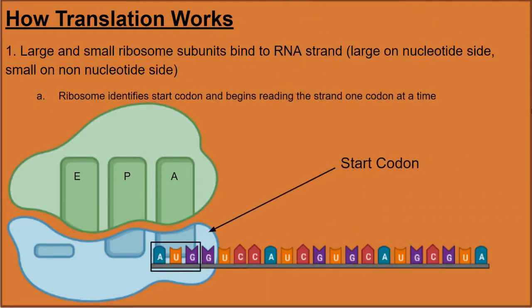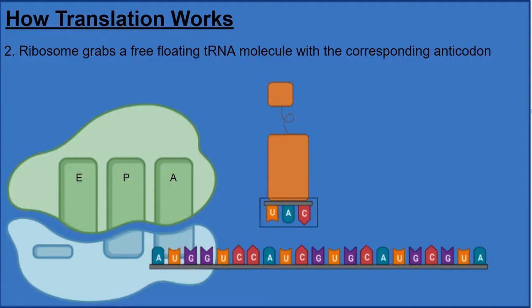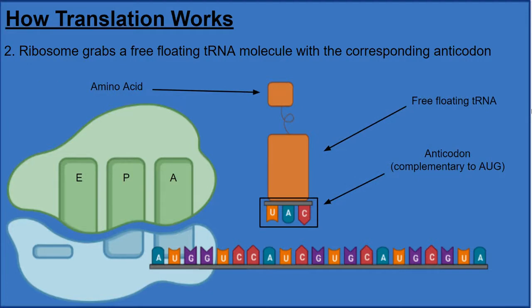Translation has 6 major steps, so we'll go through them one by one. The first step is binding to the mRNA strand. The A site always binds to the start codon, and the nucleotides face the large subunit. The second step is for the ribosome to grab a free-floating tRNA molecule. tRNA molecules consist of an amino acid and an anticodon. The anticodon dictates which codon it binds to, and the amino acid is donated at the P site. We'll look at that in a sec.